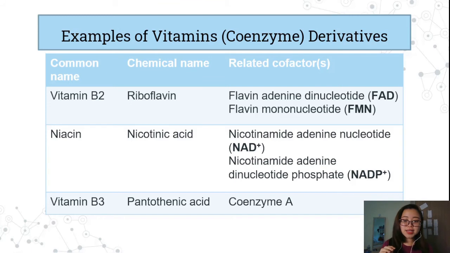Ingat tadi, 2 slide sebelum ini, saya cakap coenzyme, kadang terus ada, but it also involves the vitamins that are precursors to coenzymes. This slide is showing you that vitamin B2, niacin, and vitamin B3 are precursors to the cofactors FAD, FMN, NADP+, NAD+, and coenzyme A.